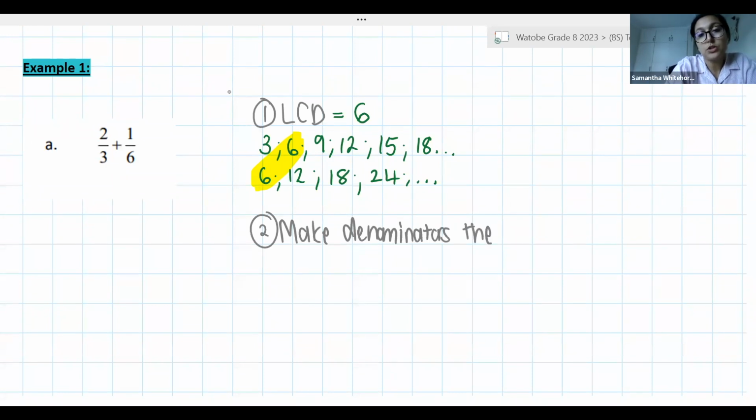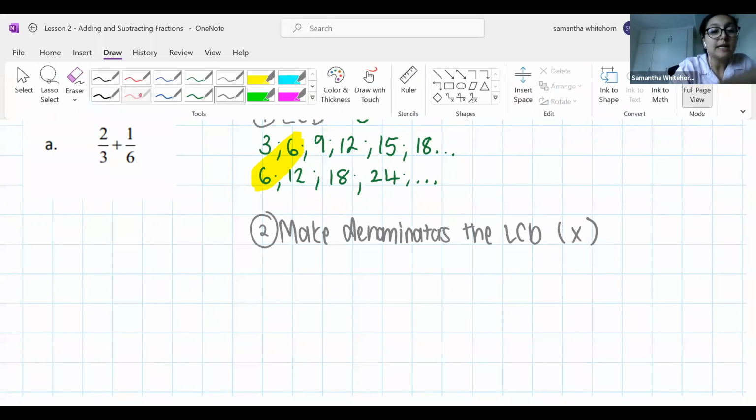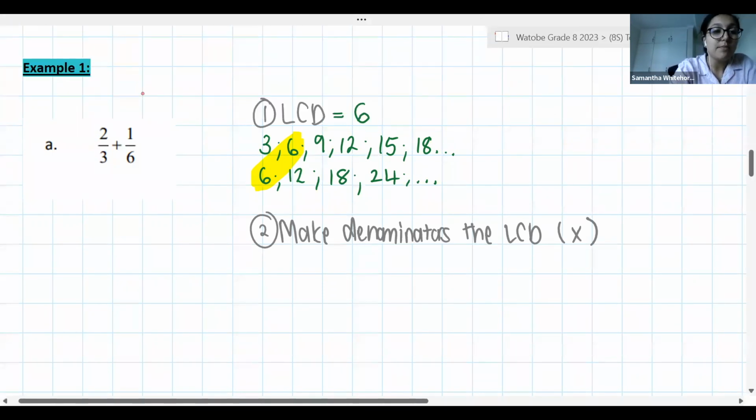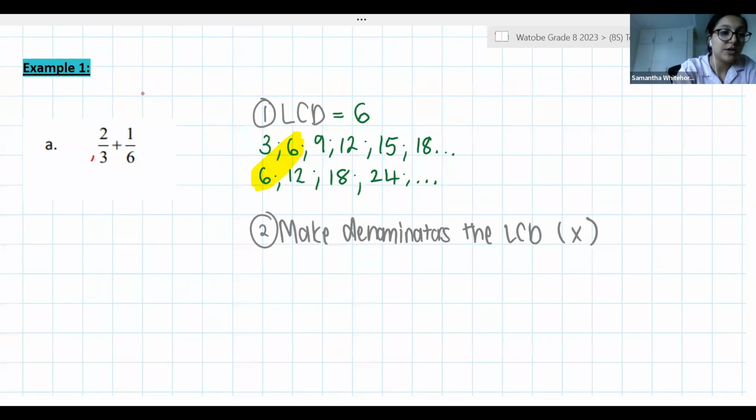Now, in order to make your denominator the LCD, you are going to multiply those denominators by something. So I need to go and ask myself, what should I multiply 3 by to make it 6? Well, I know that 3 times 2 gives me 6. Let's actually do it on the other side so it's not so squished. But if I'm going to multiply my denominator by something, I have to multiply my numerator as well. What you do to the top, you must do to the bottom.